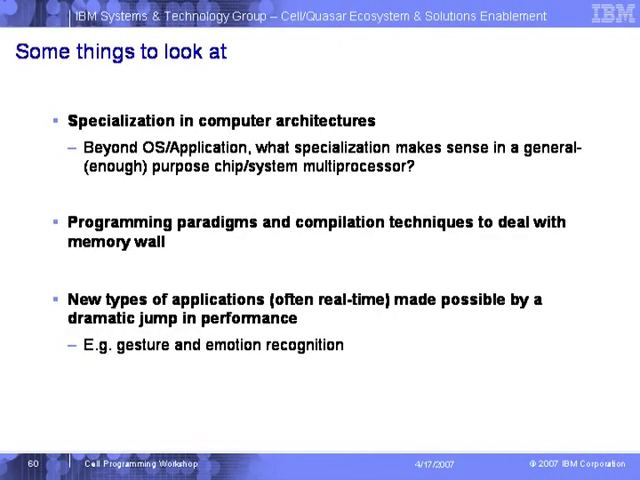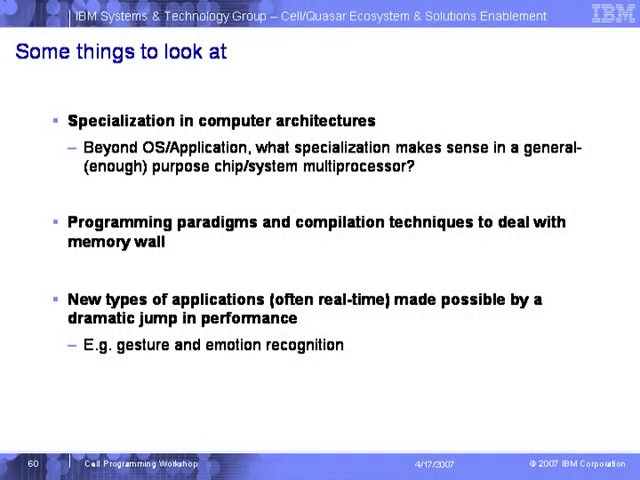So some things for you to look at in the future are the specialization in computer architectures beyond the OS and application. What specialization makes sense in general-purpose chip design, okay? And also the programming paradigms, programming is changing. We are not programming a single-core system, a dual-core system, an SMP system, a NUMA system even, right? We are moving to a different programming environment here.